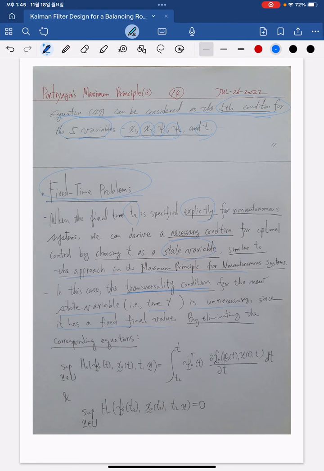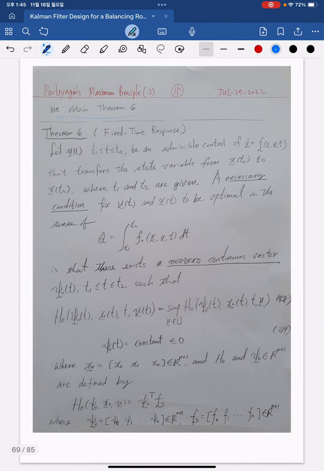By eliminating the corresponding equations, we obtain Theorem 6, fixed time problem. Let u(t), t in [t1, t2], be an admissible control for x dot equals f(x, u(t)) that transfers the state variable from x(t1) to x(t2), where t1, t2 are given.